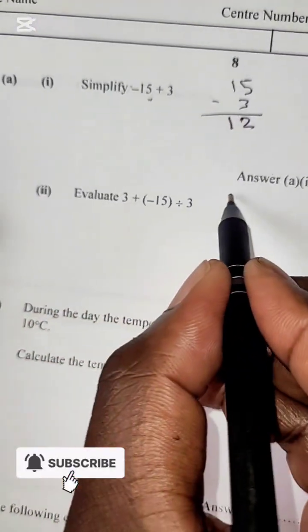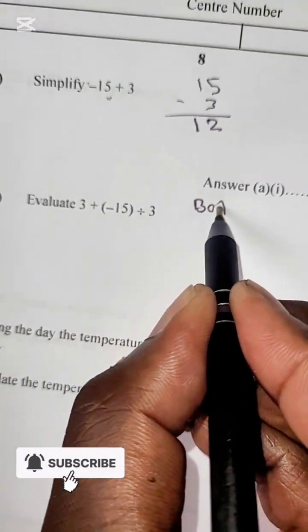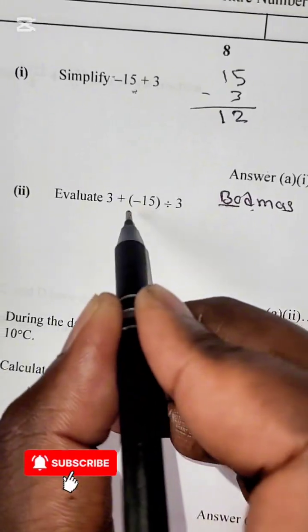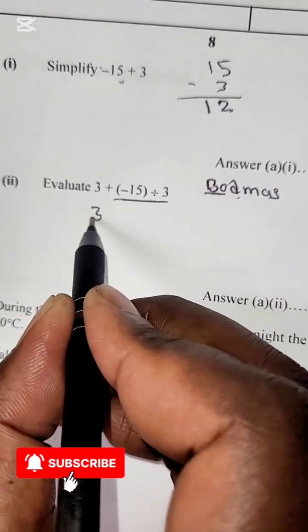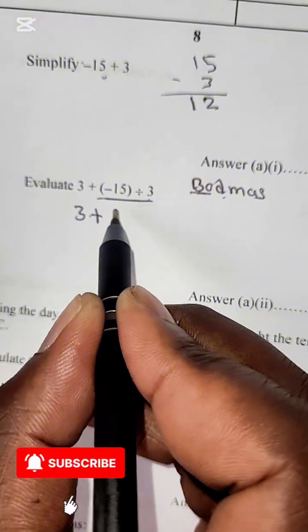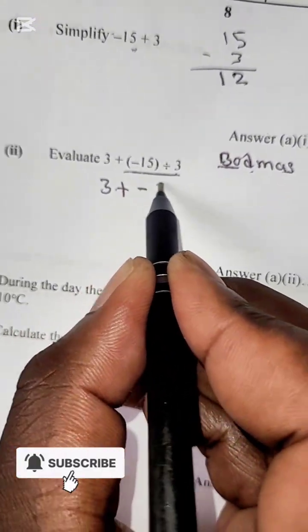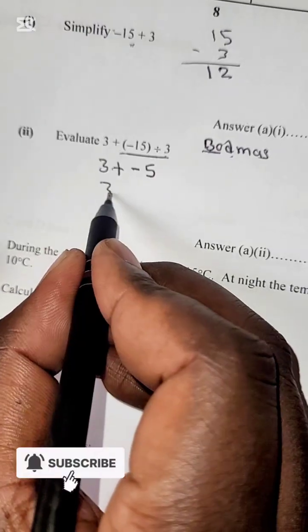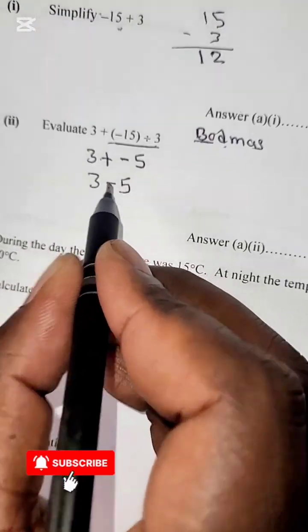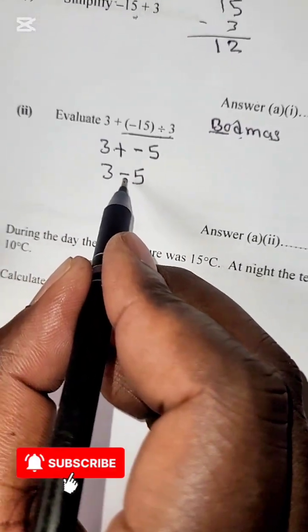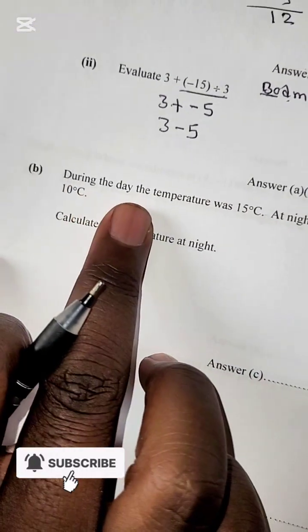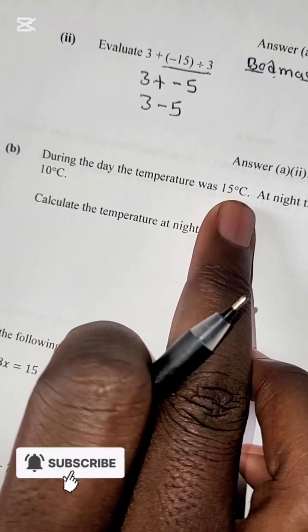Then this one, let's use BODMAS, brackets, of, division. There's division here, so we say 15 divided by negative 3, which gives negative 5. A negative and a positive, you get a negative. So 3 and negative 5, you get negative 2.